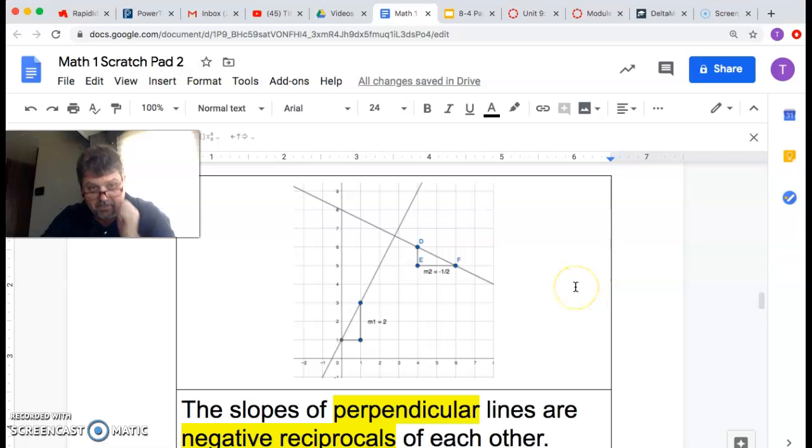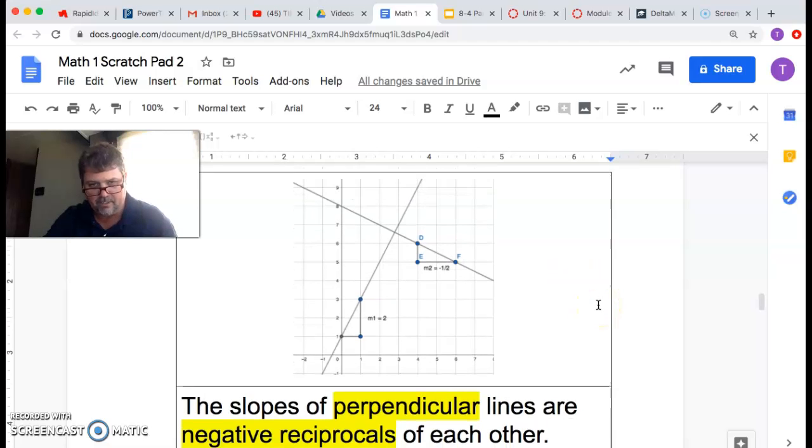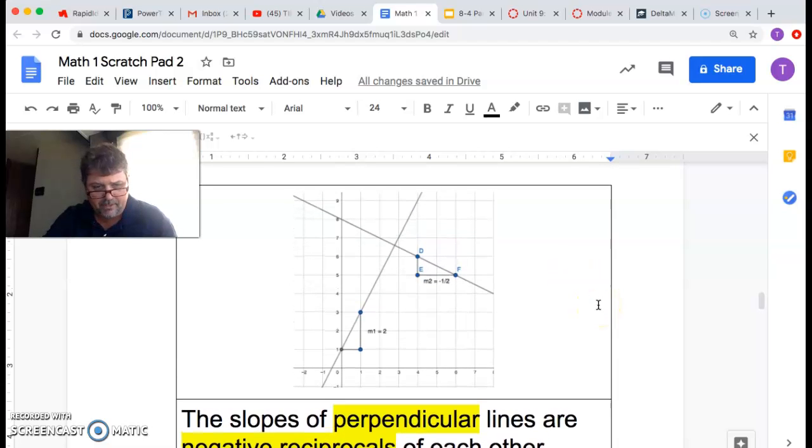Now, when someone says the slopes of perpendicular lines are negative reciprocals of each other, that sounds awfully complicated. But let's just talk for a second about what it means to be perpendicular. If someone says perpendicular, they're saying these lines intersect at a right angle right here, okay? In fact, the x and y axis are perpendicular to each other. They intersect at a right angle. That's what we mean by perpendicular. Not that they intersect, that's not enough, right? They have to be intersecting at exactly a 90-degree angle, okay?